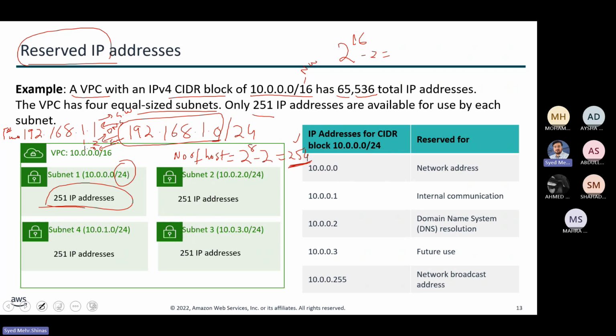Please keep this in mind. In each subnet, in subnet 2 also, the first three IPs, 2.1, 2.2, 2.3, are reserved for the same purpose. Understood? And why are they reserved? AWS reserves them for the gateway, DNS, and future use.